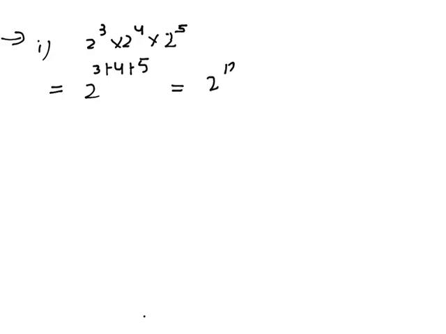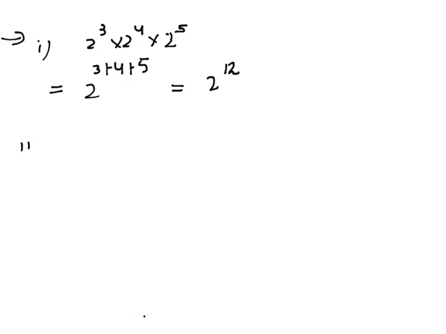Now, based on the laws that we learned today, let's solve some questions. The first one, we have to simplify 2 raised to the power 3 times 2 raised to the power 4 times 2 raised to the power 5. Now we know if we have a multiplication sign and the base is same, the powers will get added. So we write 2 raised to the power 3 plus 4 plus 5. Now we can add this, so we will get 2 raised to the power 12. So our answer is 2 raised to the power 12.